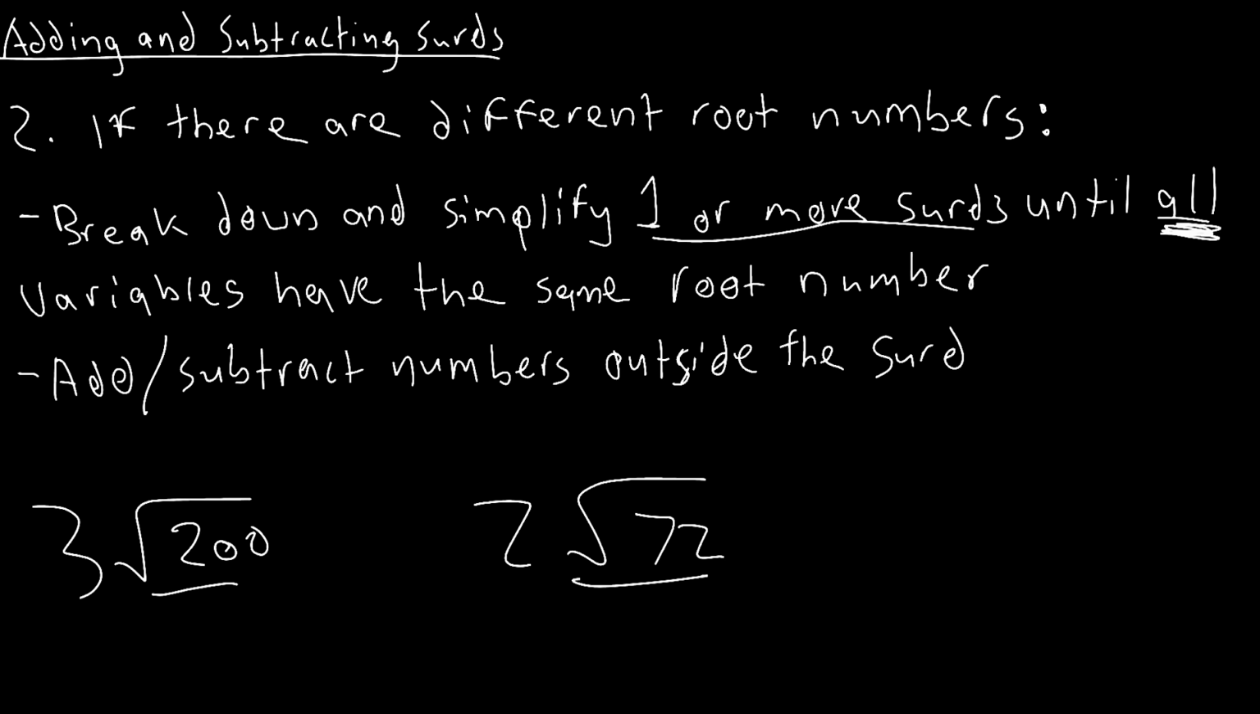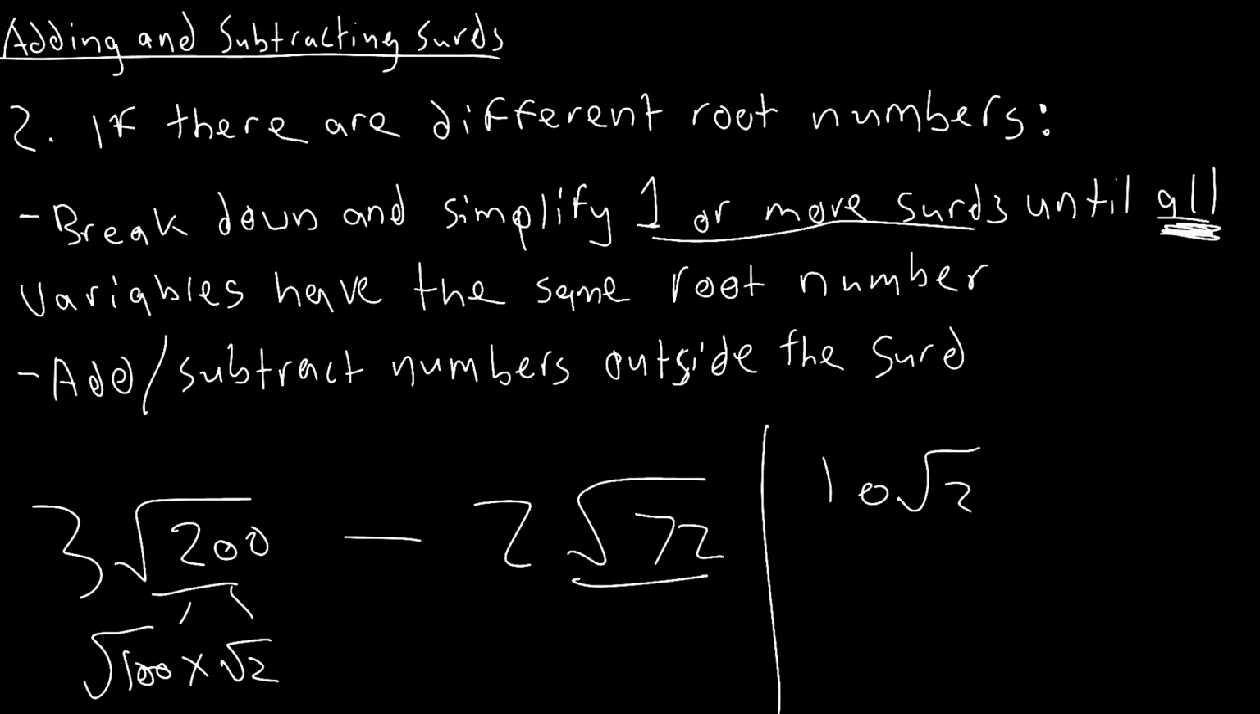So the way to do this would be to break down each surd so they all have the same root number. So root 200 can be split down into root 100 times root 2, and then that gives me 10 root 2. However, one thing we should not forget is the 3 over here. In the previous video, we covered that if I have, for example, x root a, what this means is x multiplied by whatever number root a is. So here I have 3 multiplied by root 200.